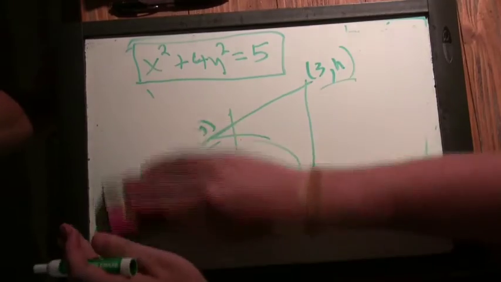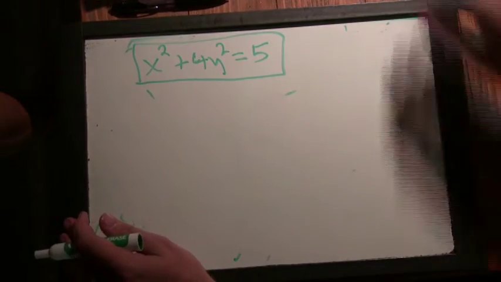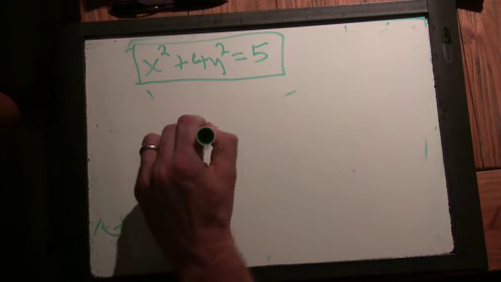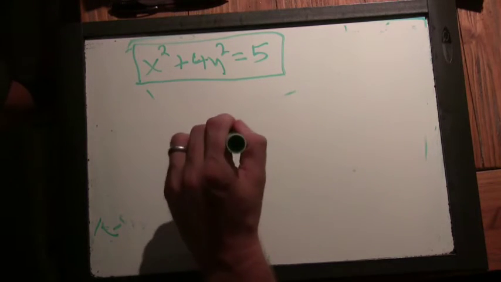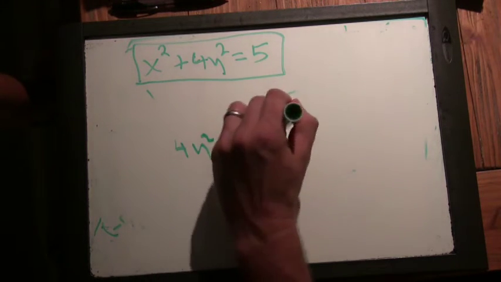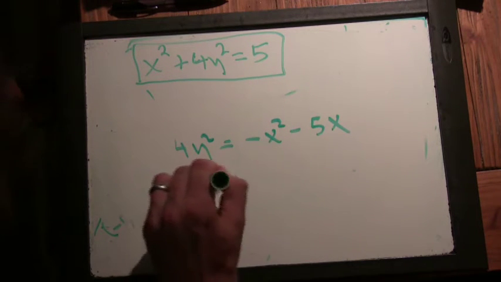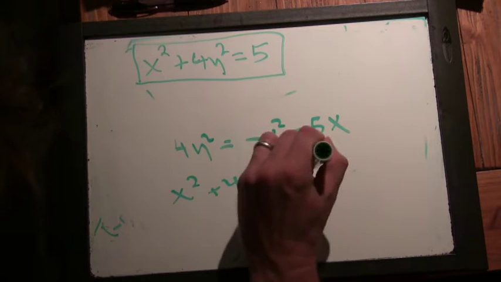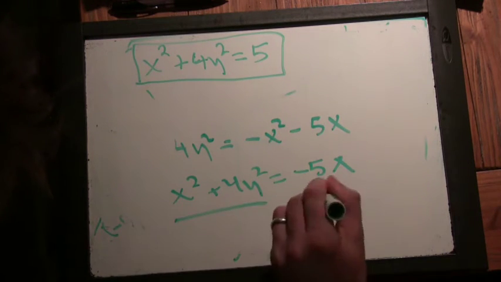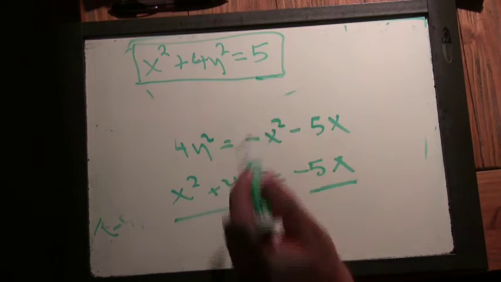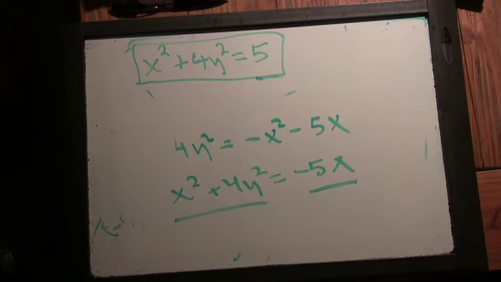Okay, one thing I wanted to point out, you had this equation at the beginning, and then you found a second equation that said 4y squared equals negative x squared minus 5x. So this equation was the same as x squared plus 4y squared equals minus 5x. So from that relationship there, you knew immediately that minus 5x was 5. You did it a different way. I just wanted to show you could rearrange these to see that you had the same equation.